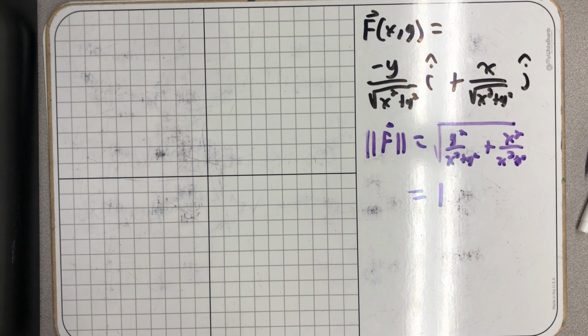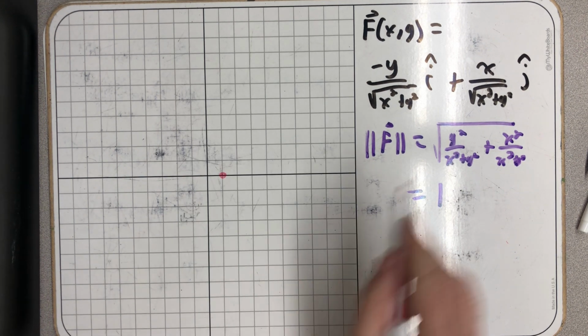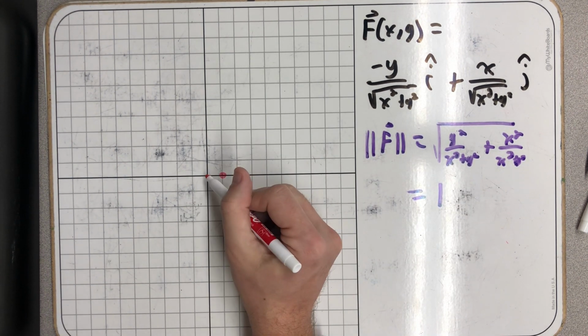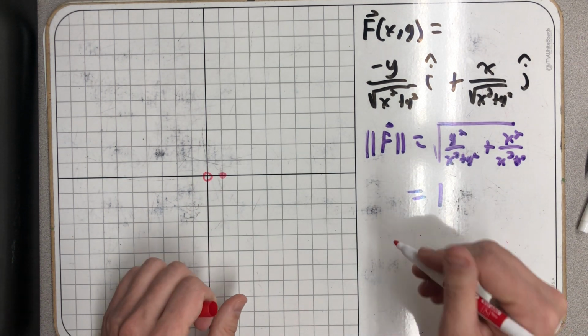So if I know where a vector starts, I just draw a vector 1 unit long in the correct direction according to this vector. So let's start right here. The origin is not in my domain, right? I try to plug that in. So I'm not going to plot anything there, right? But let's start at the point 1, 0.